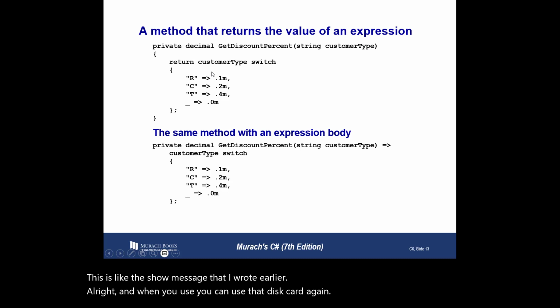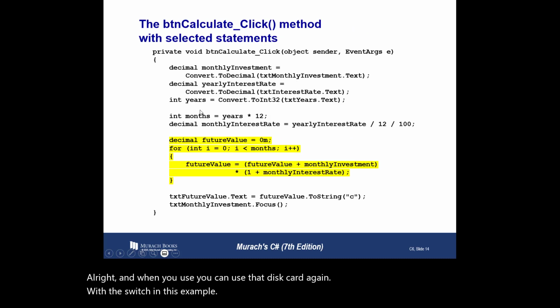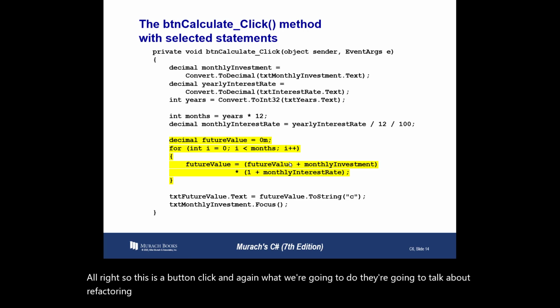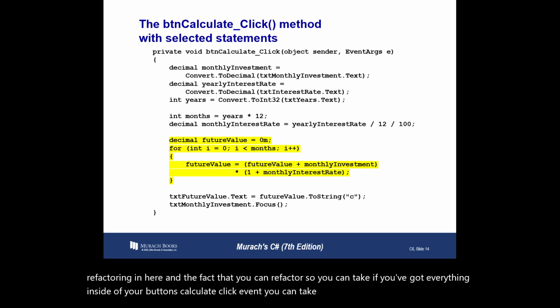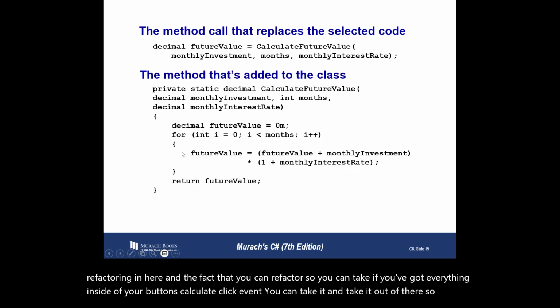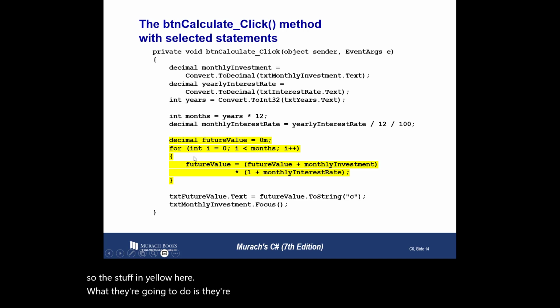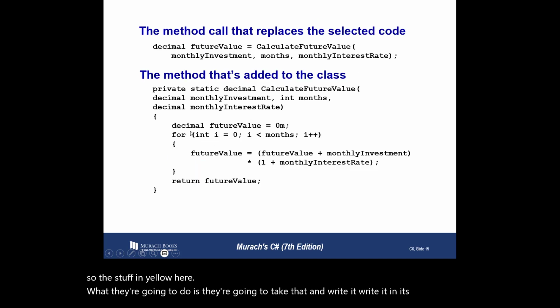With the switch in this example. All right, so this is a button click. And again, what we're going to do, they're going to talk about refactoring in here and the fact that you can refactor. So if you've got everything inside of your button's calculate click event, you can take it and take it out of there. So the stuff in yellow here, what they're going to do is they're going to take that and write it in its own method. And that's what they've done in here.